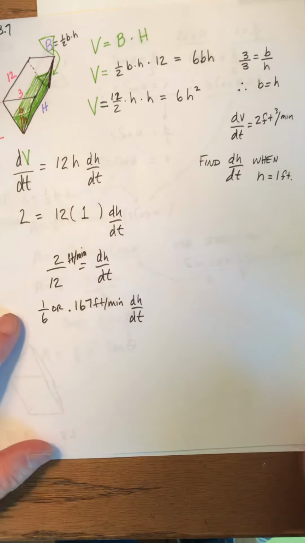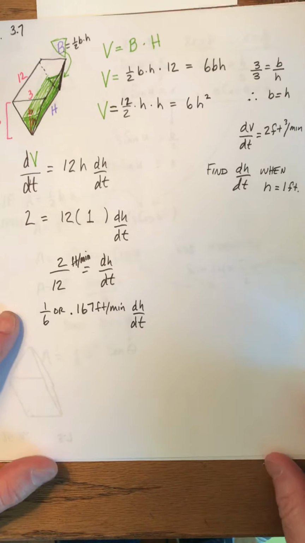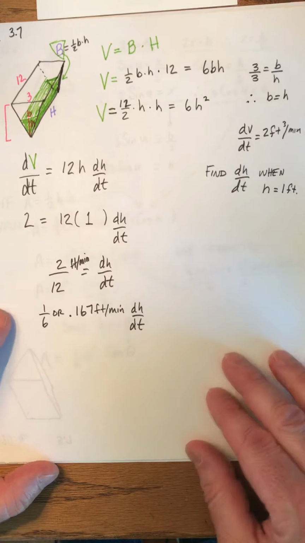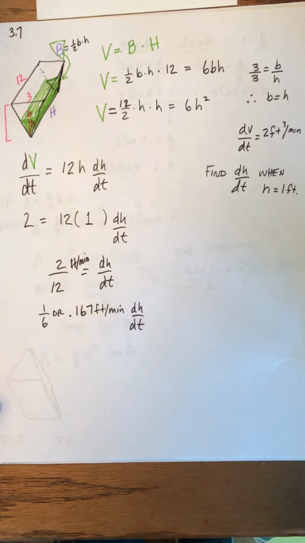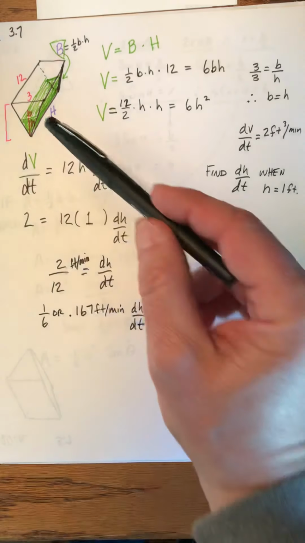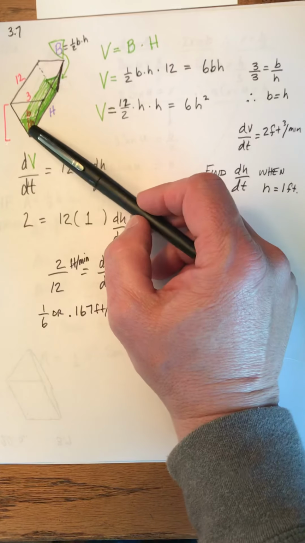Hey guys, there's two more problems I wanted to do with you before we close this out and you start on your own. This one is number 20 in the book. It's on page 187. So there's this tank that kind of looks like this. I drew it the best I could.